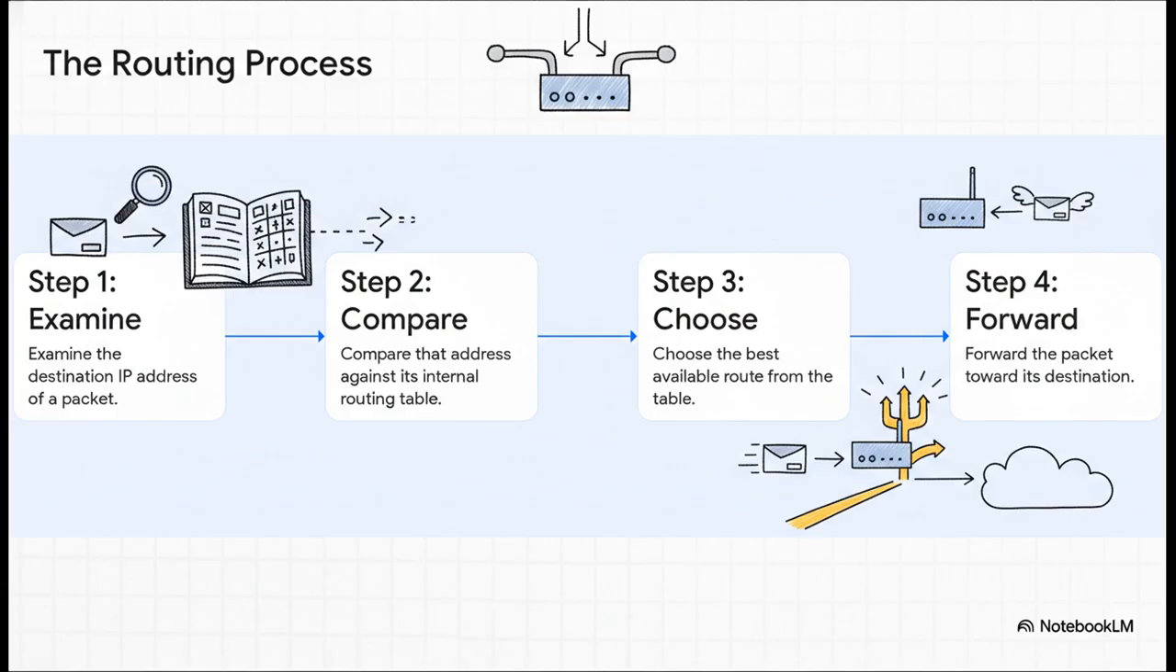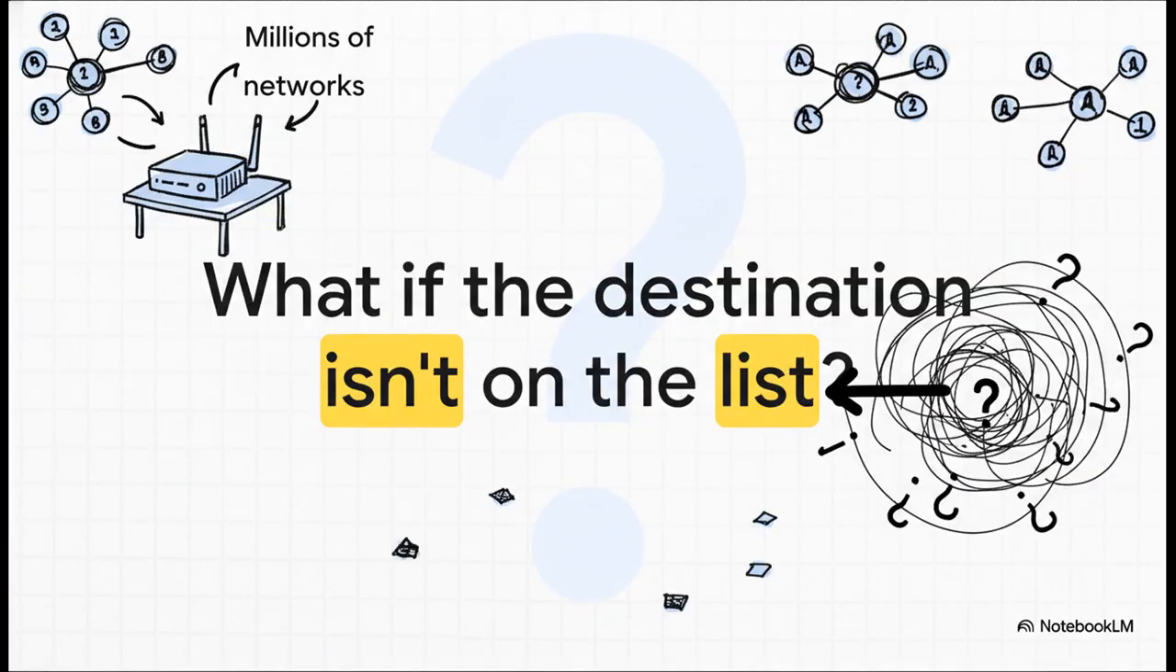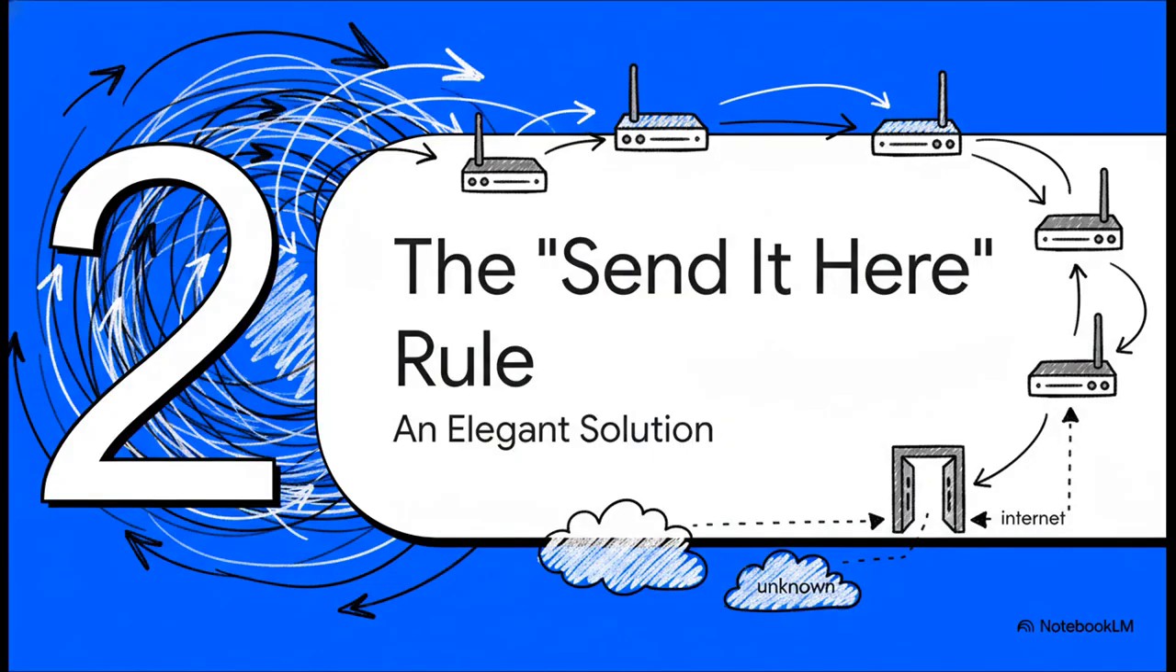Simple enough, right? But here's the kicker. The internet is gigantic. We're talking millions of networks that are changing constantly. A router, especially the little box sitting in your home, can't possibly know about every single destination out there. So what on earth does it do with traffic that's headed for a place it's never even heard of? Well, the solution is this incredibly elegant and powerful rule called the default route.